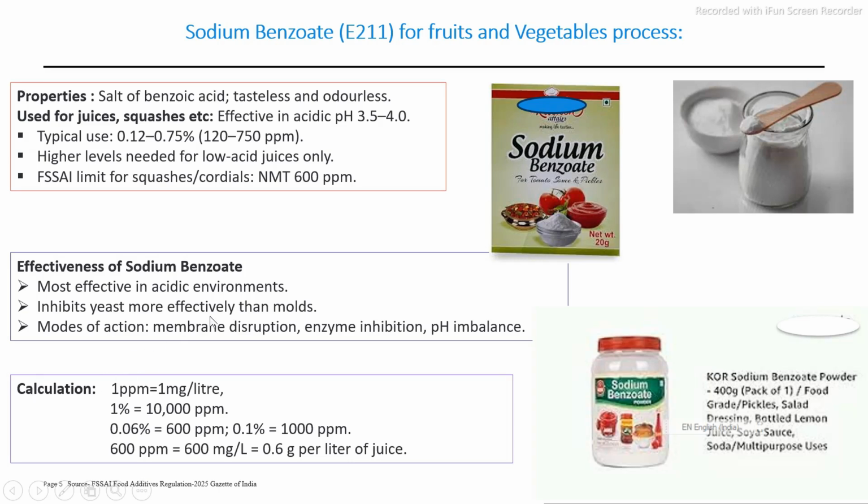The calculation part is the ppm. What is meant by ppm? 1 ppm is equal to 1 milligram per liter. For example, if we require a 600 ppm solution, we need to add 600 milligrams per liter. As per the quantity of our product, we can calculate the milligrams of sodium benzoate required, weigh it, and then add it.